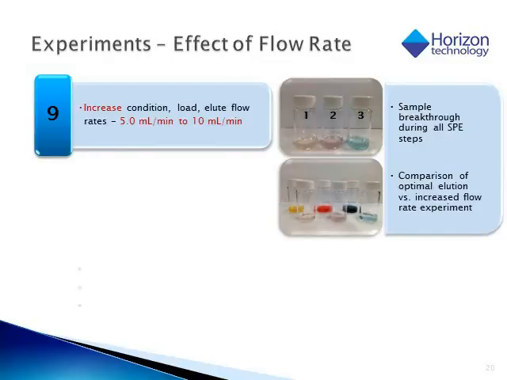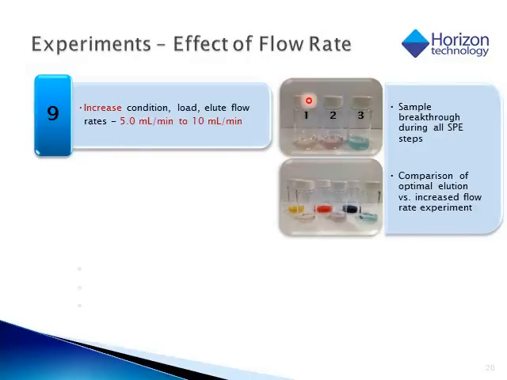When optimizing for the effect of flow rate, you want to see a dramatic impact to be able to assess whether you have optimized the flow rate for your experiment. Here we have shown the effect of increasing from 5 milliliters to 10 milliliters per minute for the condition, load, and elute steps. It's pretty evident by looking at the image above for vials 1, 2, and 3 that by doubling the flow rate, we have significant breakthrough of the sample during all of the SPE steps.